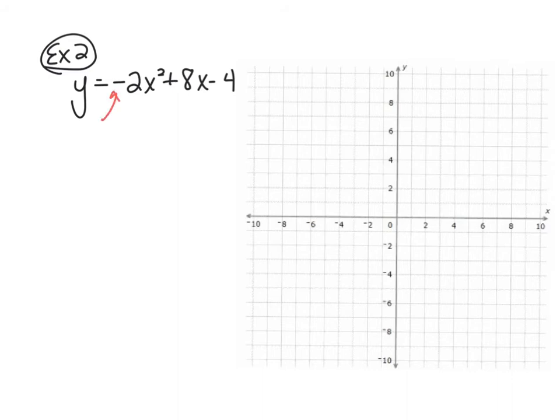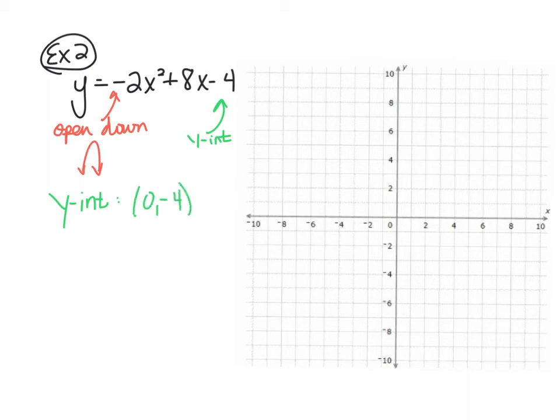First of all, this negative in the front tells us that my parabola is going to be opening downward. So we want to make sure that in the end our graph looks something like that. Remember that this -4 at the end is going to tell us our y-intercept. So the first piece of information I'm going to list here is my y-intercept. I'm going to label that my y-intercept is going to be at (0, -4). And then I can actually go ahead and graph that as well.